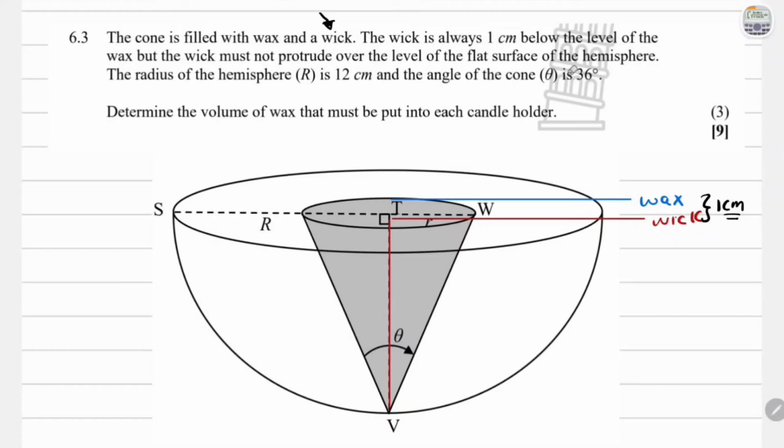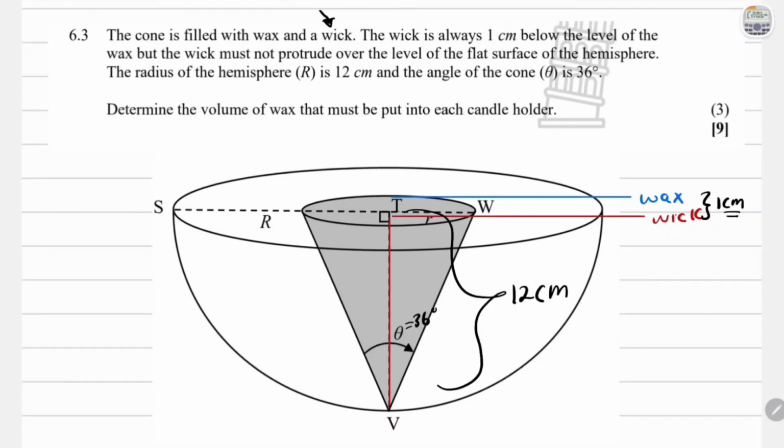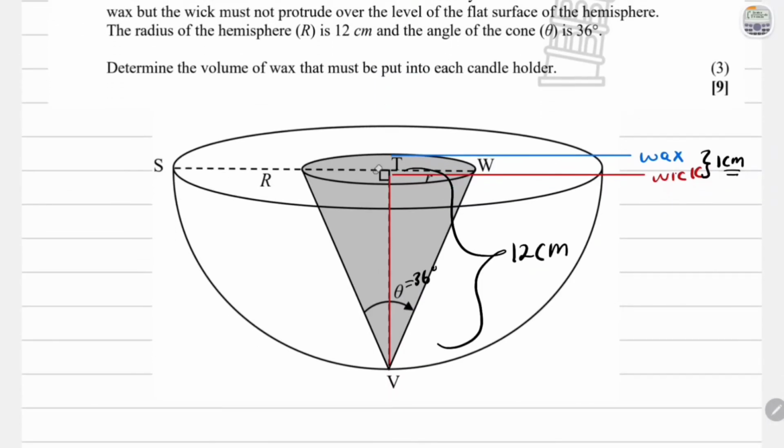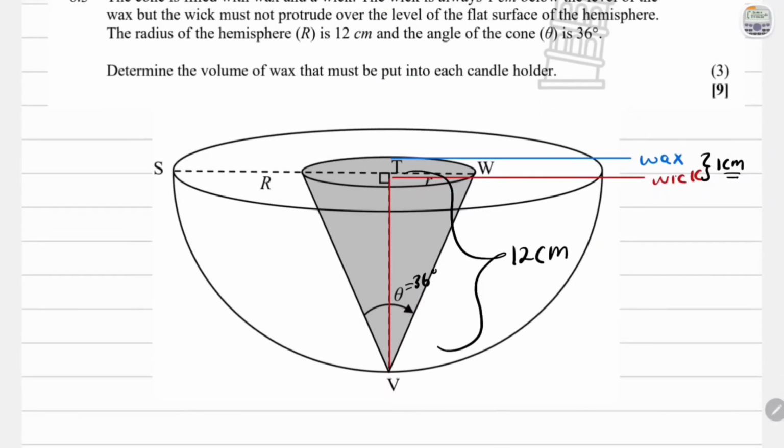Then they tell us that the radius of the hemisphere r, so now they're giving us a length for that r, is 12 centimeters. So we know this is 12 centimeters. And the angle of the cone is 36 degrees. So this is 36 degrees. We need to determine the volume of the wax that must be put into each candle holder. So how much wax must be put in?